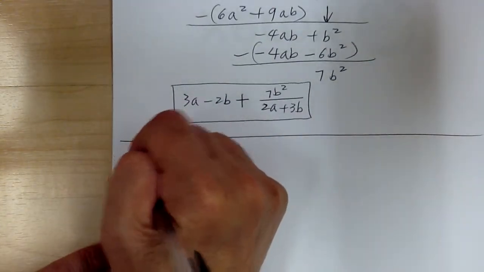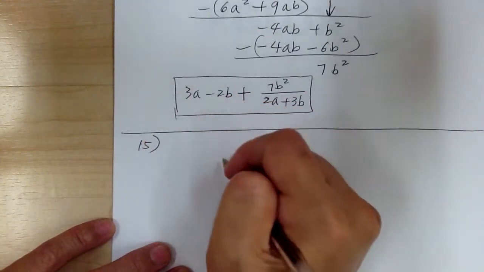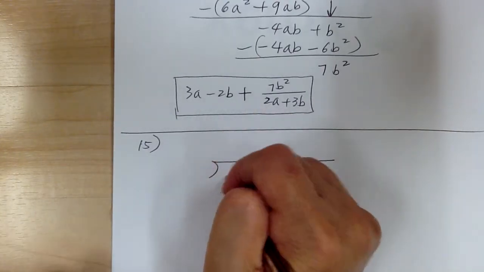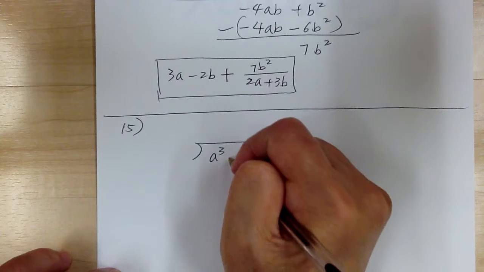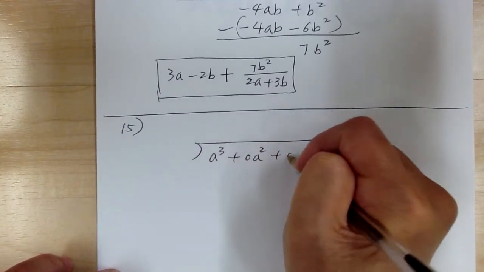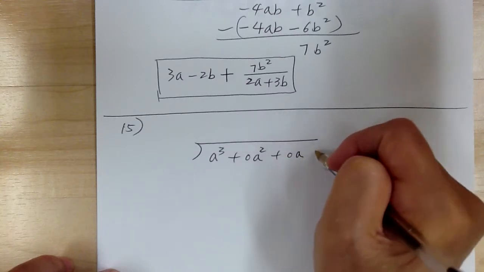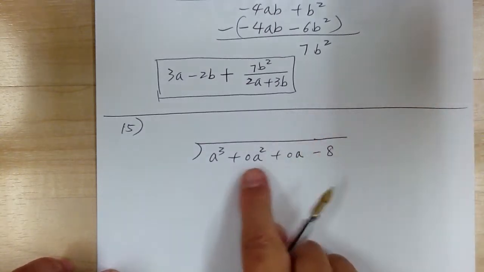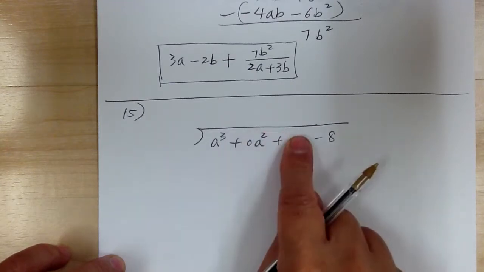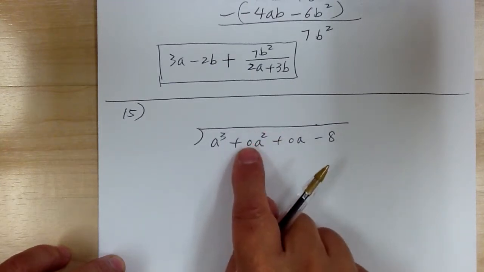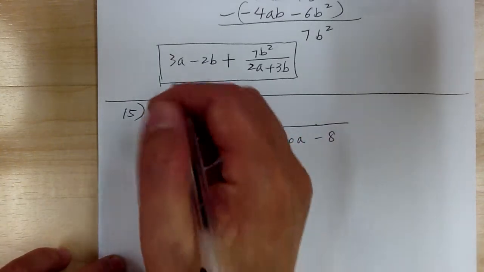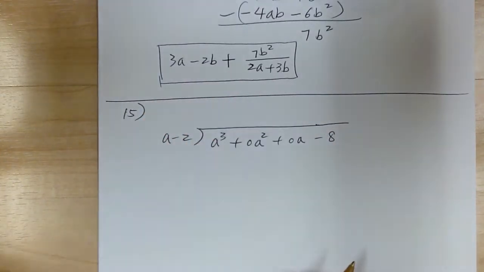Okay, let's go to 15. Okay, you have division. You have a to the 3 minus 8. So a to the 3, that's not squared, so you have to put down 0a squared plus 0a minus 8. There are missing terms, so you have to leave a space for them. You can either leave a blank space, or you can put down, like what I did, 0a squared, 0a. Okay, and you're going to divide by a minus 2.